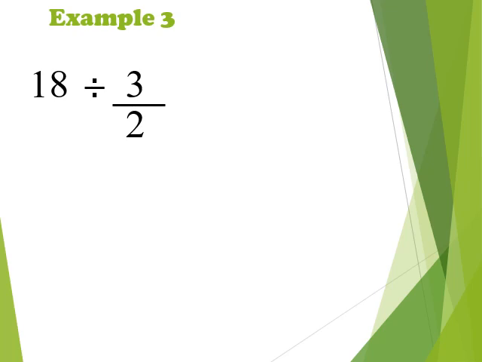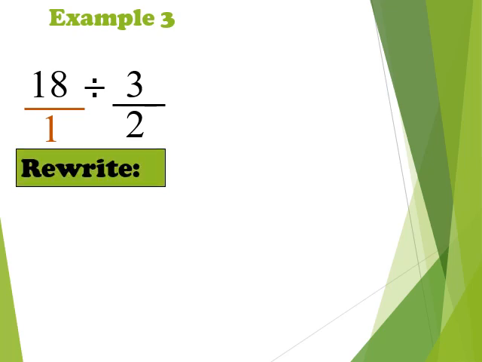Example number 3, I have 18 dividing by 3 out of 2. So I have a whole number dividing by a fraction. I can consider this whole number has a denominator equal to 1. So I have 18 out of 1 dividing by 3 out of 2. Follow the steps again.